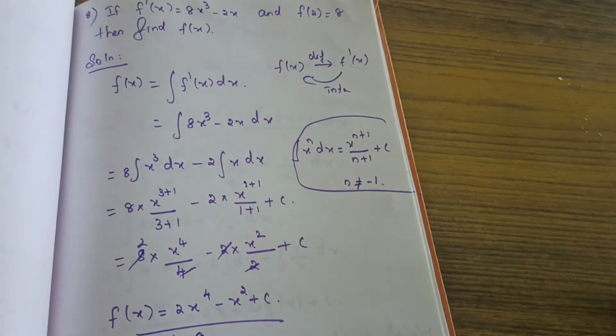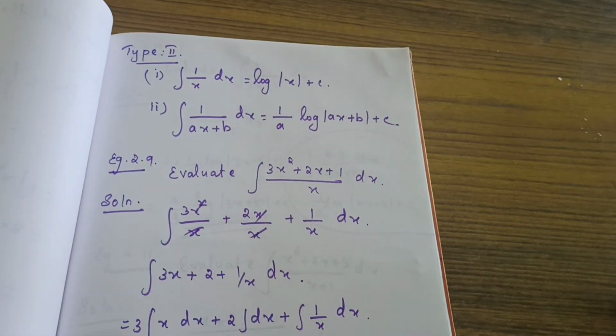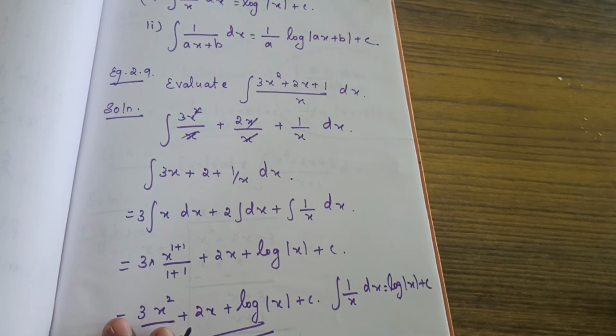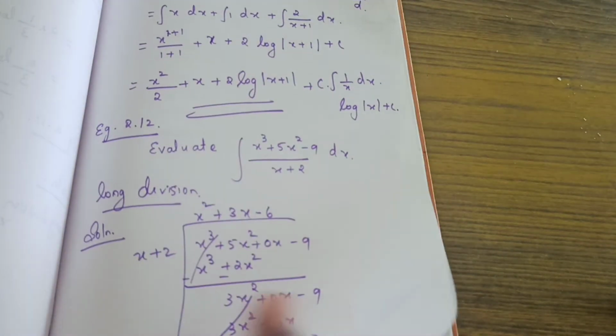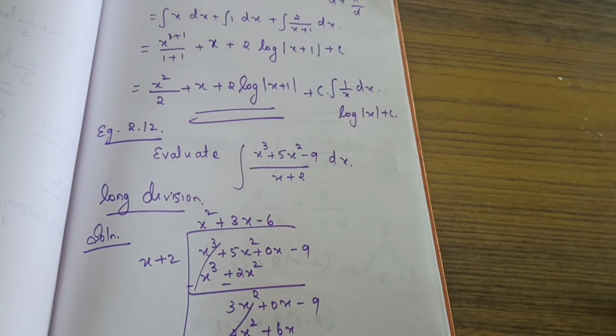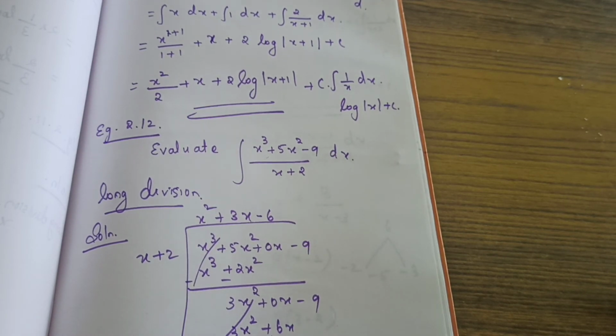Then I taught you two formulas. What are the two formulas? Integral 1 by x dx and integral 1 by ax plus b dx. So the first problems we have done. Then by the long division method as well as partial fractions I have explained today. So please learn all the formulas and go through them. Only then it will be easy for you.